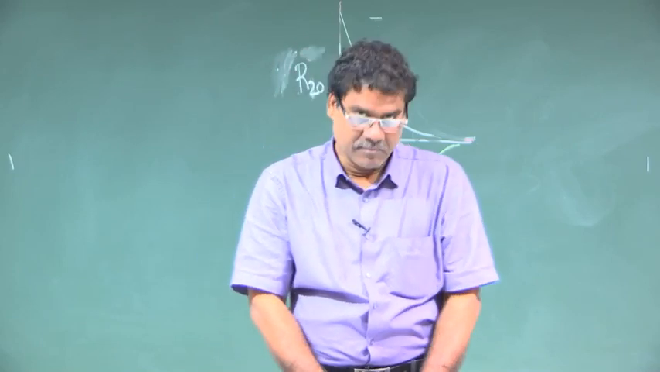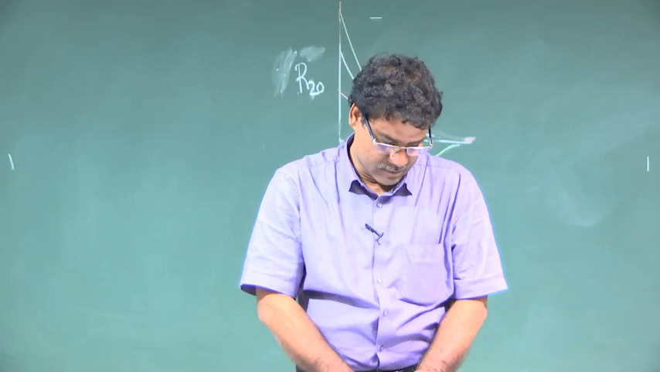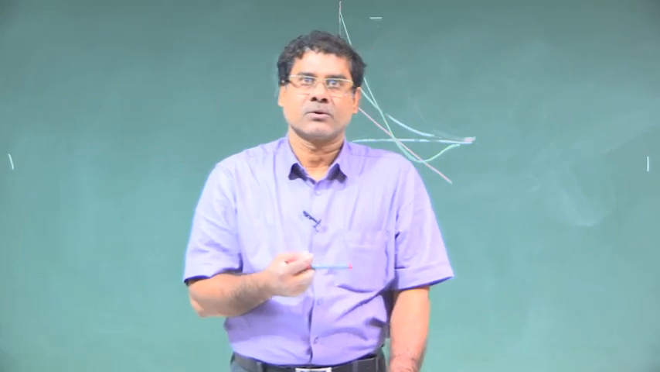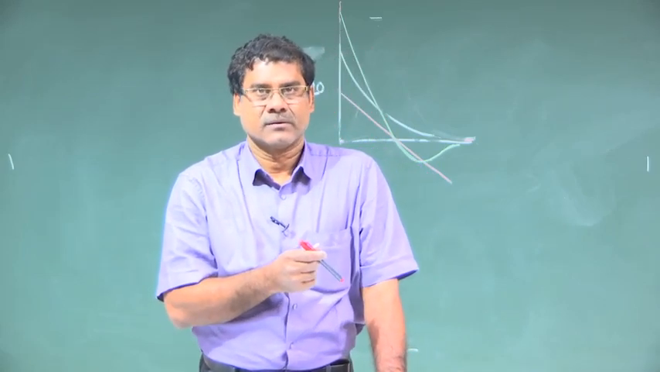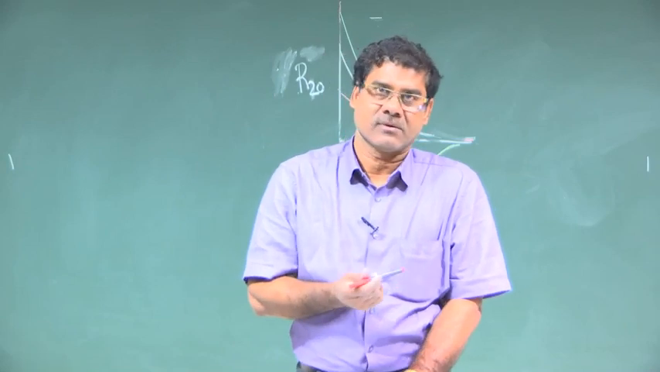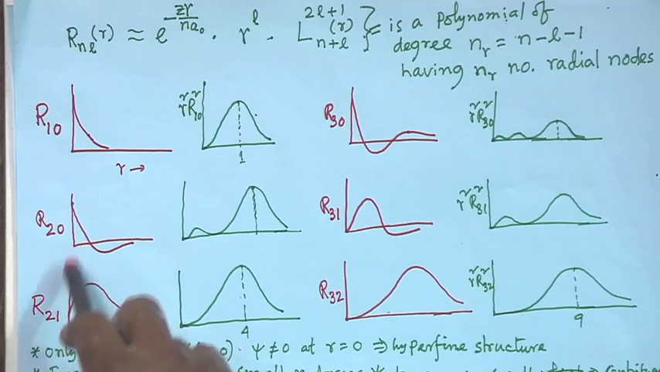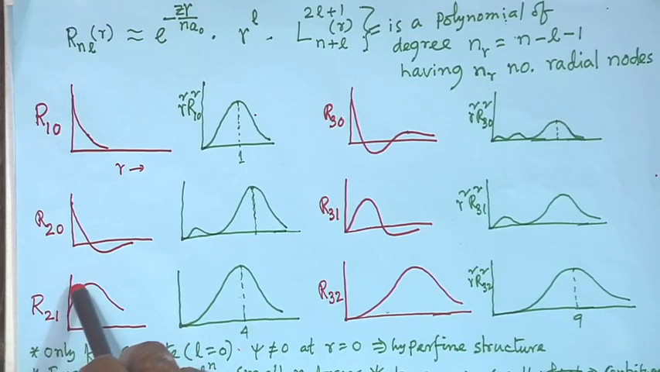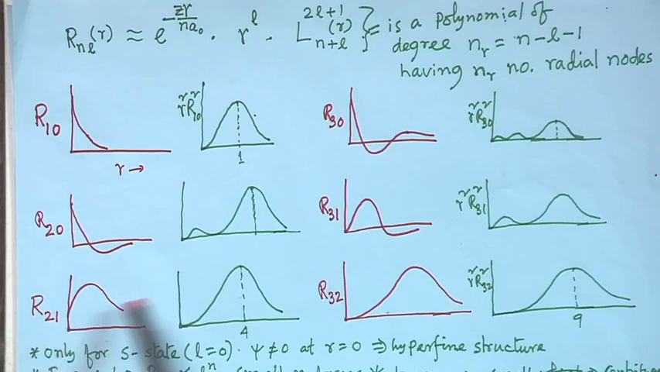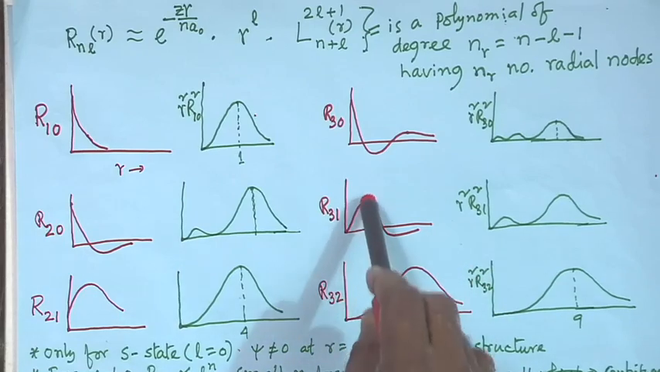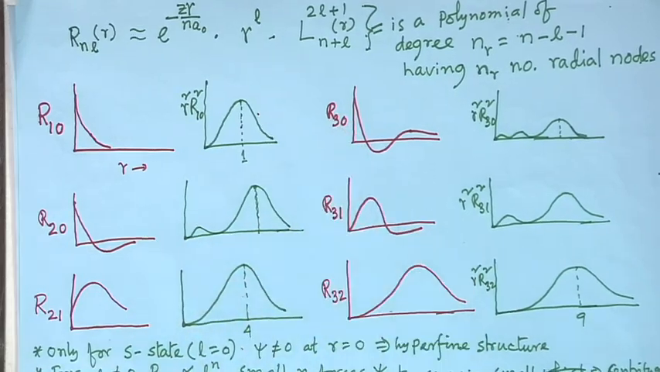So, for r not equal to 0, the probability to find the electron near the nucleus is negligible, and that is what is happening for L not equal to 0. The wave function is almost 0 for all cases, except L equal to 0. And this effect is more and more pronounced when the L value is higher and higher.